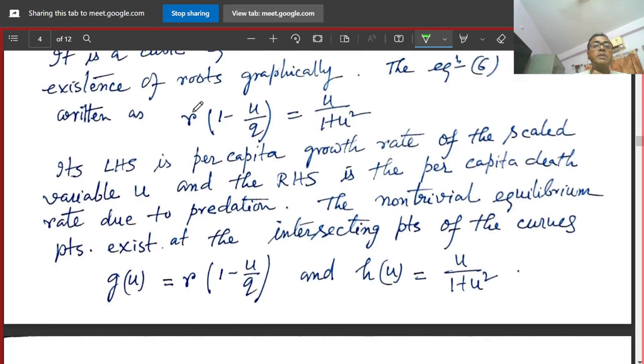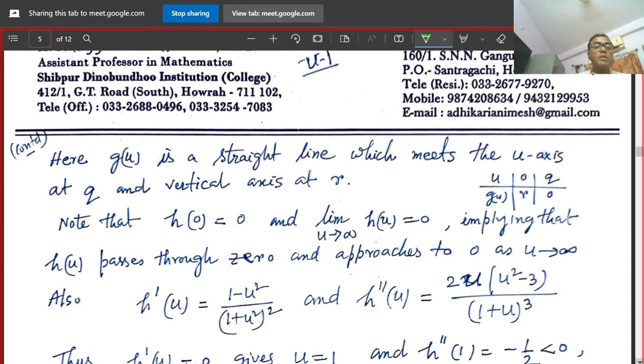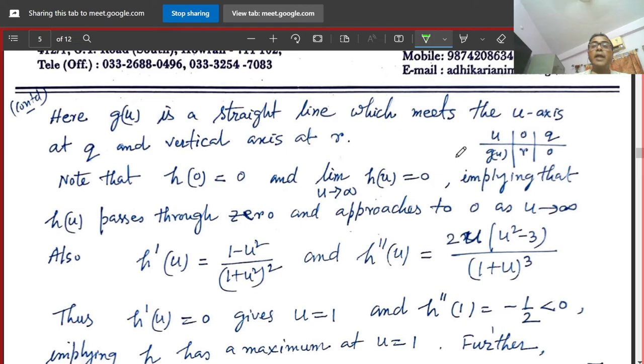First curve, left hand side, say g(u), so g(u) equals this curve, and the right hand side equals h(u). Intersecting these two curves, we get the roots of equation 6. Here g(u) is the straight line which meets the u-axis at q and the vertical axis at r. Note that h(0) equals 0 and the limit as u tends to infinity of h is 0, implying that h(u) passes through 0 and approaches 0 as u tends to infinity.